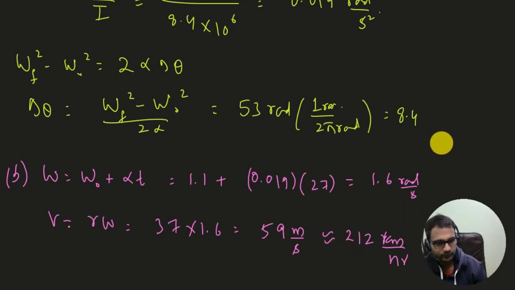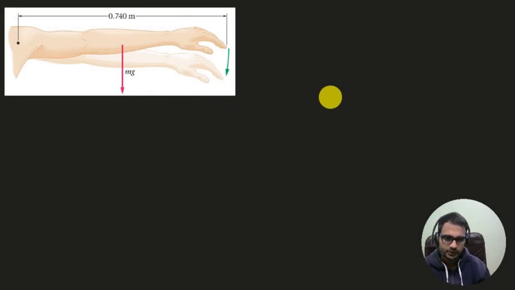So this is all with this problem. Now we'll take a final problem and then we're going to end this video. This would be the last question for this video. Here we are given that a person holds his arm straight in a horizontal position that you can see here.